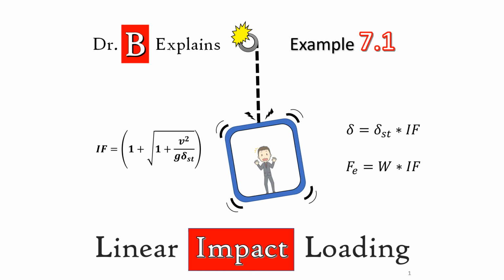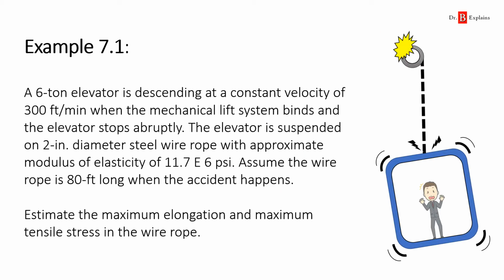Hi, in this video we're going to go over an example on linear impact loading. This is example 7.1. The example reads as follows. A 6-ton elevator is descending at a constant velocity of 300 feet per minute when the mechanical lift system binds and the elevator stops abruptly.